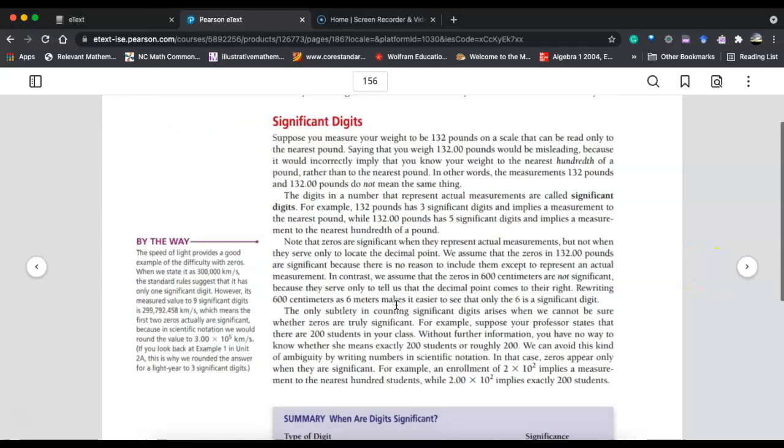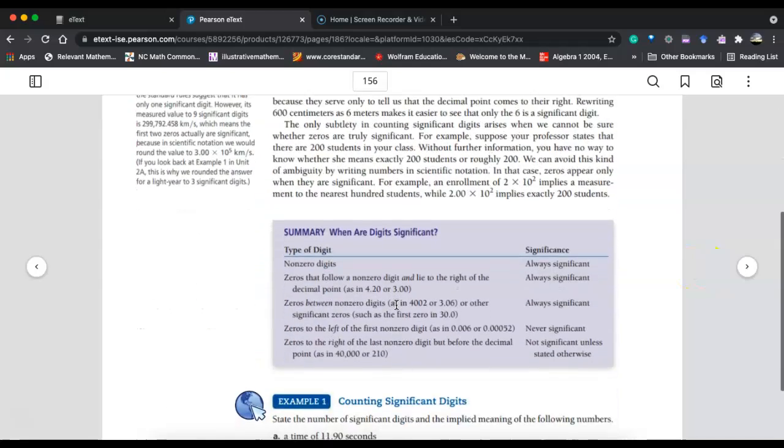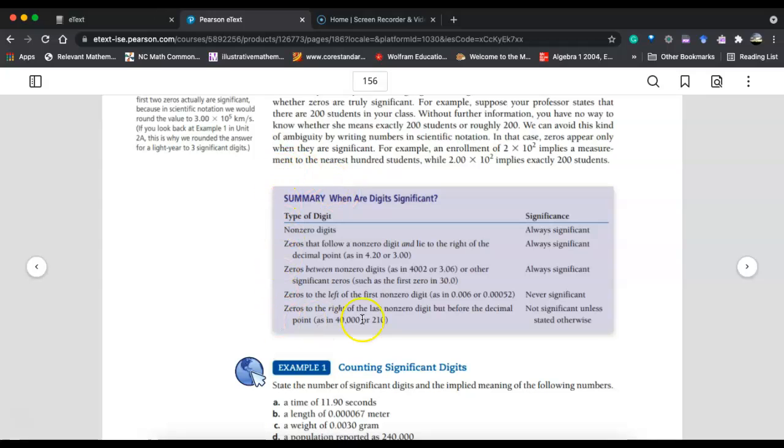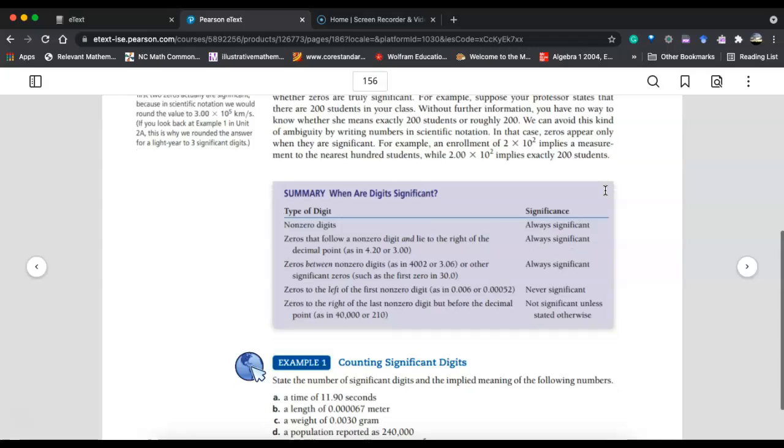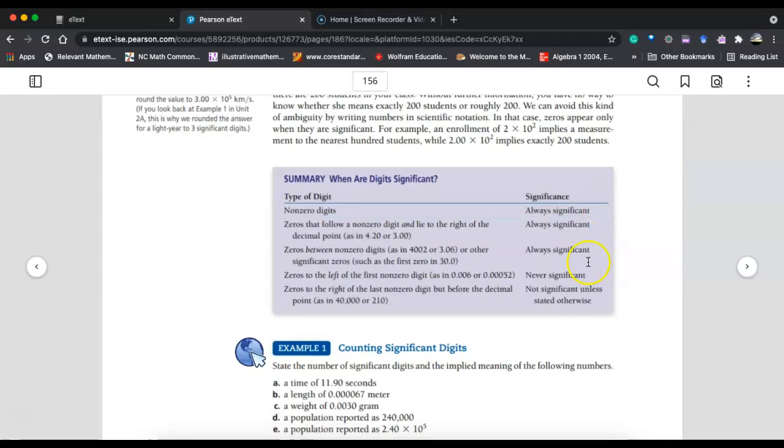And then as you scroll through, you'll see some more things about significant digits. This is an excellent chart right here on page 156. There's other examples that will also show up throughout the section, as well as videos to walk you through those examples. But I really like to reference this chart whenever I'm going through these types of problems.